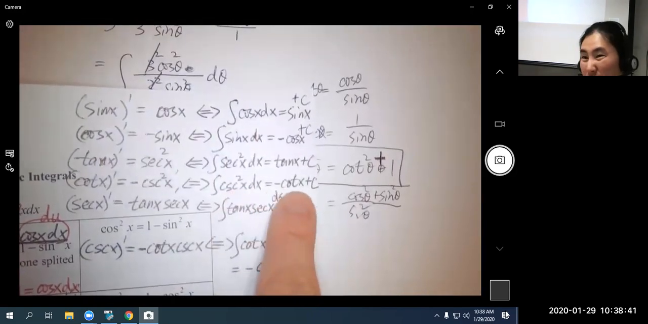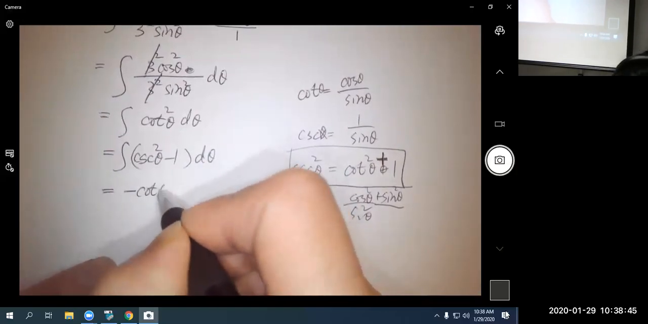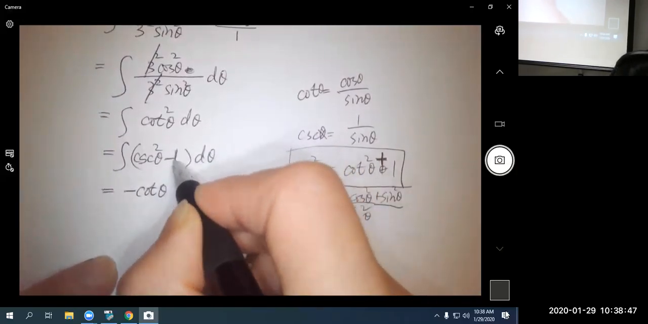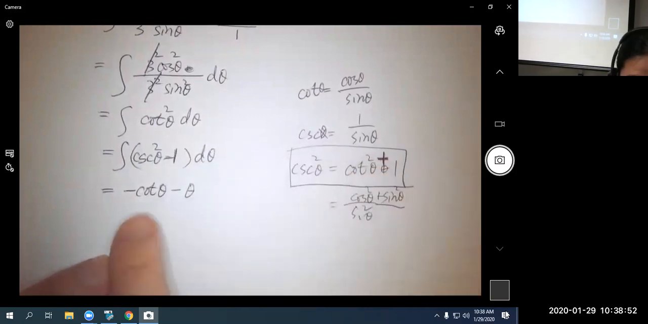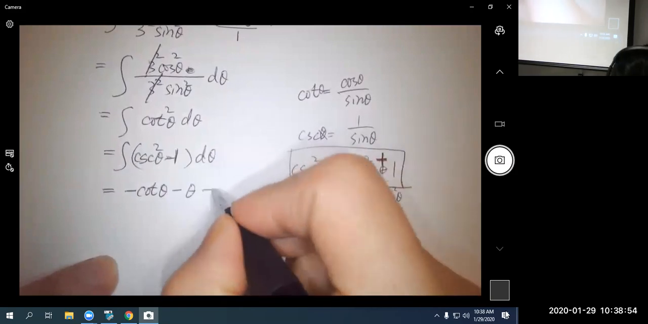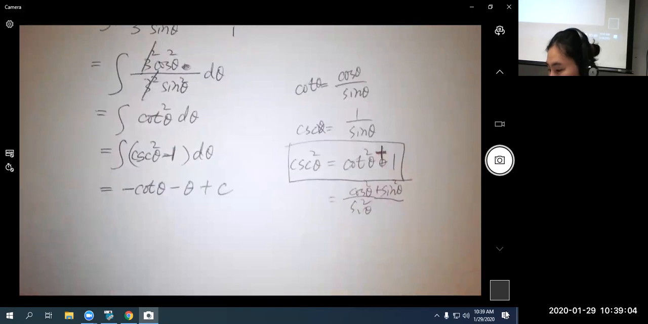Negative cotangent, okay? So the antiderivative of negative 1 with respect to theta is negative theta, and then plus what? Constant C. Can we say we're done for the question? This is 7.2, right? Yes or no?